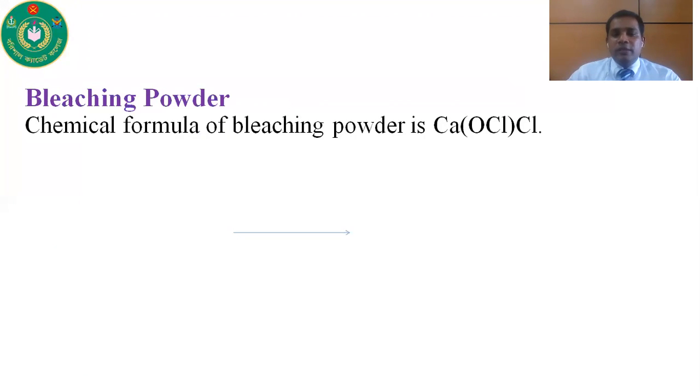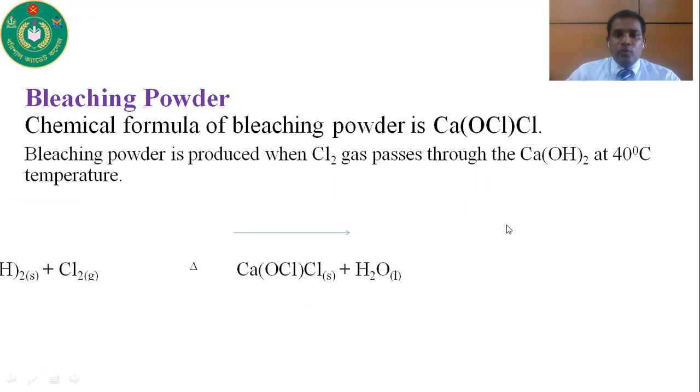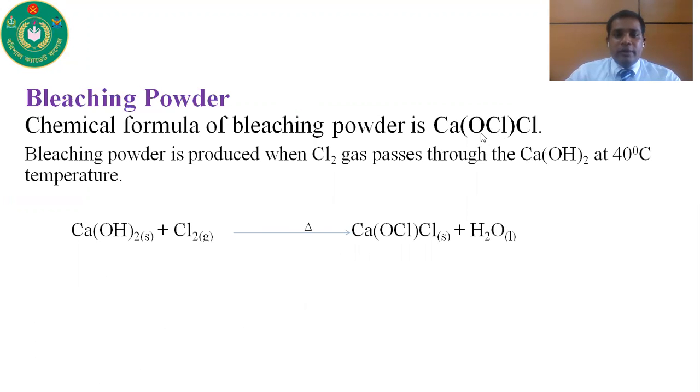The chemical formula of bleaching powder is CaOCl2. That means calcium chlorohypochlorite. Calcium chlorohypochlorite is called bleaching powder. How can we prepare bleaching powder? When chlorine gas is passed through calcium hydroxide at 40 degrees Celsius temperature, we get bleaching powder.